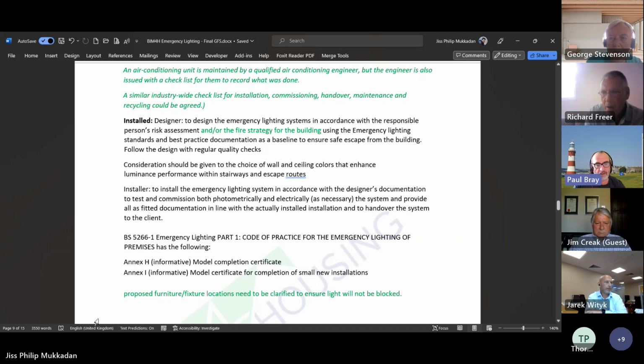And I think Jim will be aware of that. You're talking about what light levels are going to be, where the furniture is, etc. So it's just making sure it's in accordance with the fire strategy for the building for a new build or a complete redesign, perhaps.